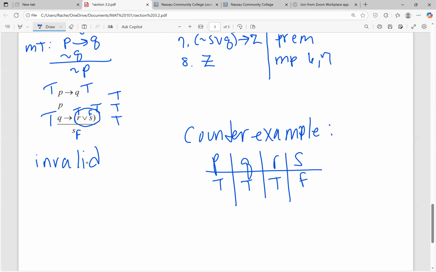So this wraps up section 3.2. In the next section, we'll look at more valid argument forms. But in the meantime, I want you to practice with the homework assignment for section 3.2 because it'll help you really get familiar with modus ponens, modus tollens, and then the two disjunctive argument forms, the syllogism and the addition.